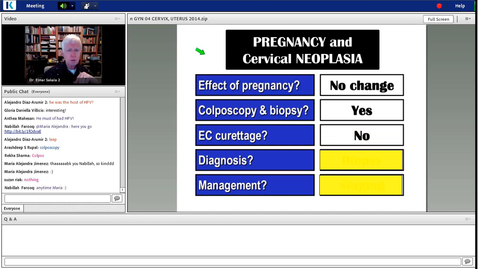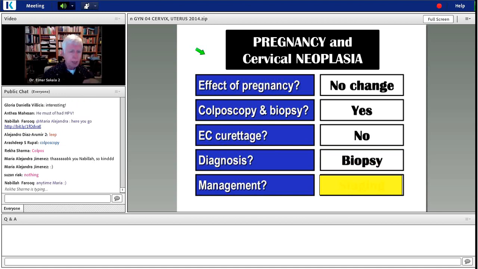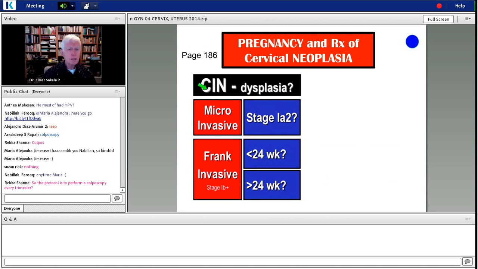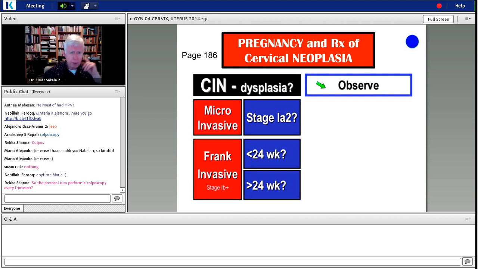Do we do endocervical curettage? Not routinely, only if a lesion goes into the canal. As always, the diagnosis is based upon a biopsy, and the management will be based on staging. So when we have cervical intraepithelial neoplasia, when we have just dysplasia, we will typically just observe. We won't do any LEEP. We won't do any cryo. And remember what I said? That 70% of CIN 2 and 3 in pregnancy will disappear spontaneously by the immune system after the pregnancy is over.